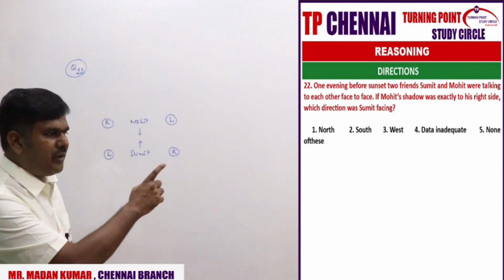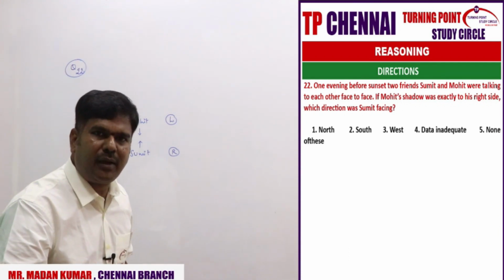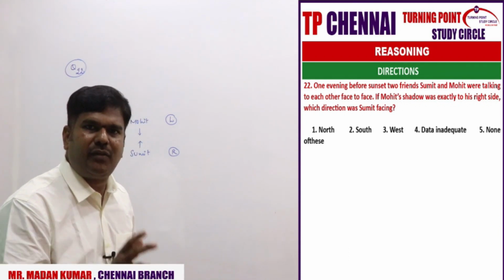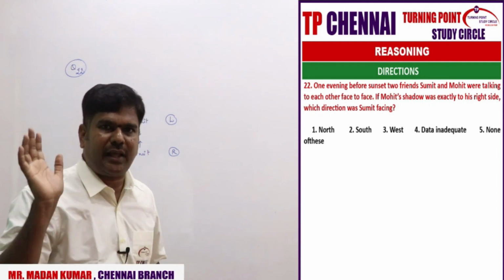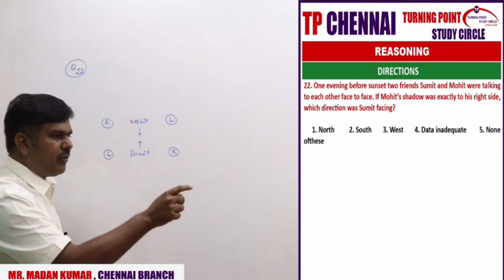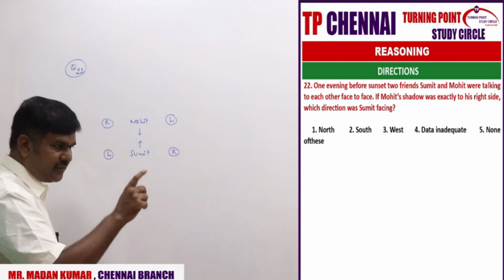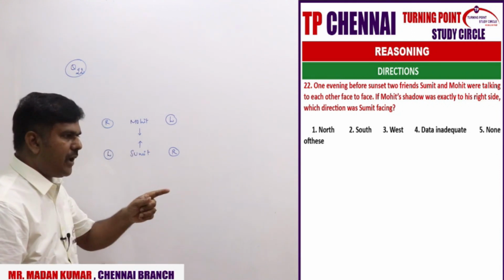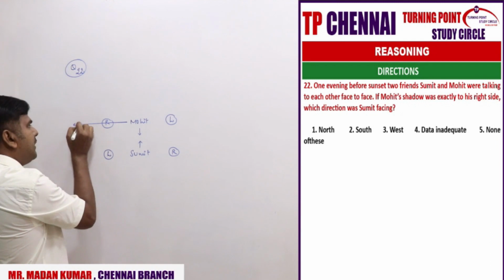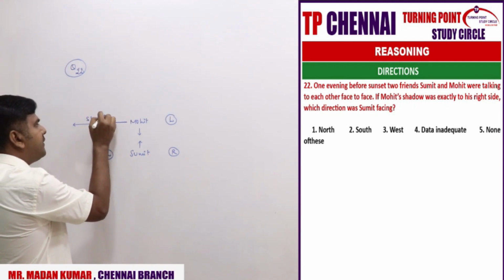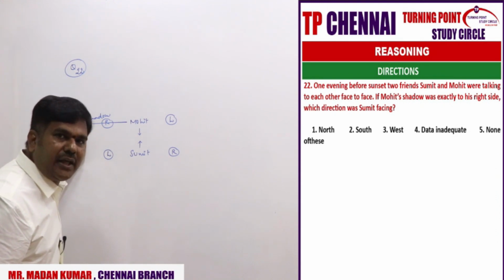What is being given? It is being given as one evening. Evening means shadow will be in which direction, ma? Evening means the sun will be in the west direction, shadow will be in the east direction. So in the one evening before sunset, two friends, Sumit and Mohit, were talking to each other face to face. If Mohit's shadow was exactly to his right side, Mohit's right side is this one, the shadow is exactly to the right side of Mohit, but a shadow will fall in which direction?